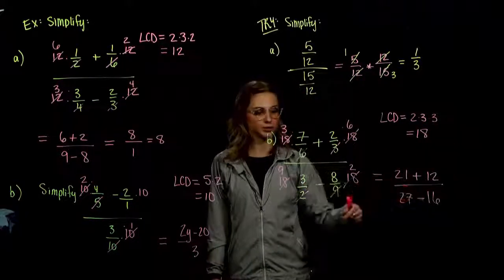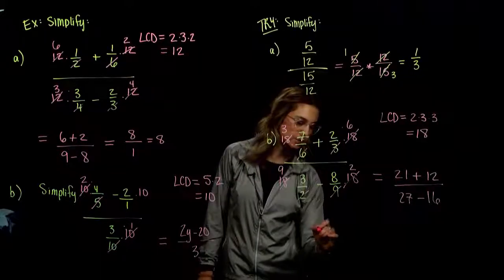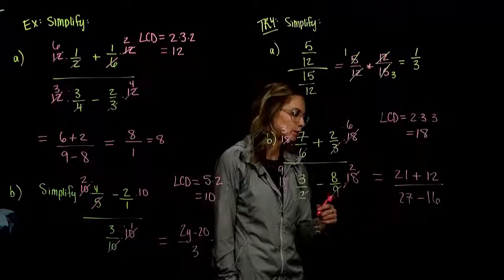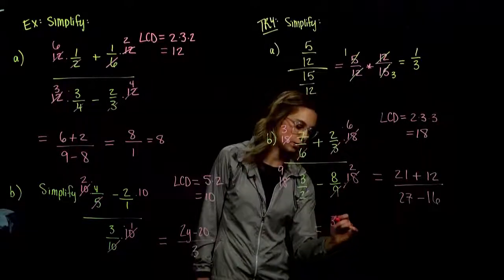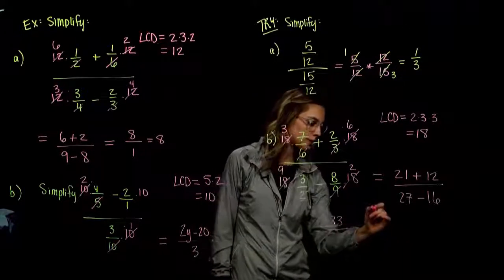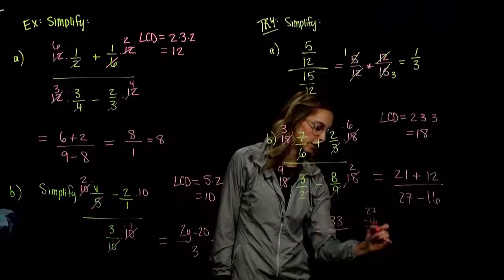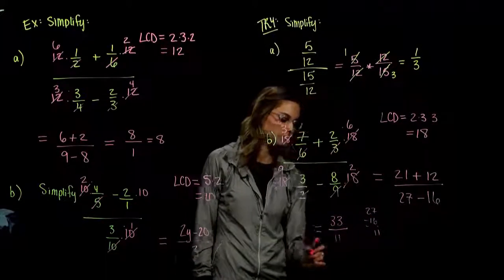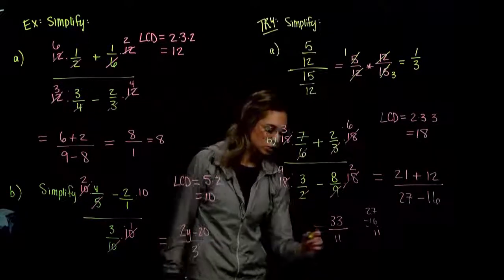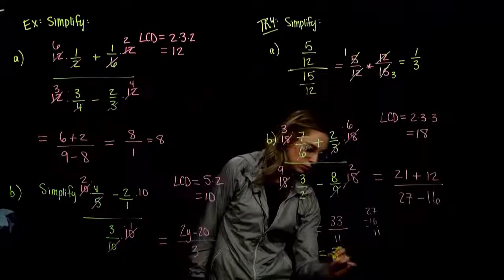Now let's make that larger fraction look nicer if we can. As we add across the top, what do we get? 21 and 12 together will give us 33. And then down below, we've got 27 minus 16, and that gives us what? 11. So I've got 33 divided by 11, which reduces down to 3.